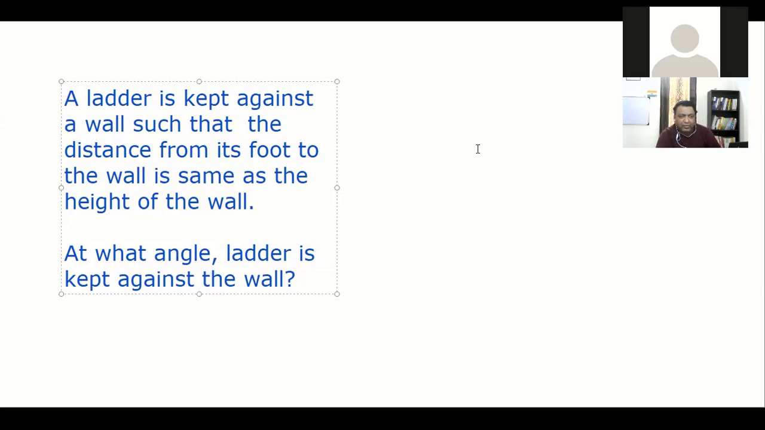Abhi, how will you do it? Bhavana, how will you do it? The basic thing in trigonometry is sine, cos, tan: P by H, B by H, P by B. Bhavana, unmute. How should we solve this, Bhavana?